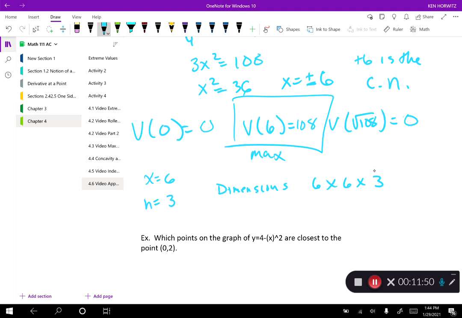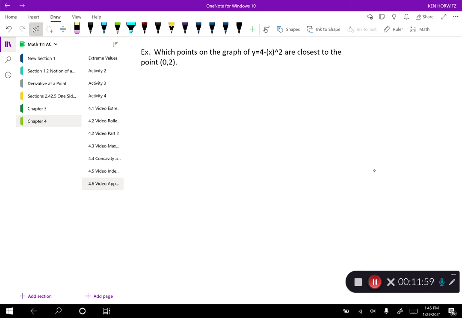The next one is we're going to try to find a minimum distance. So it's a pretty straightforward problem. Which points on the graph of 4 minus x squared are closest to the point (0, 2)? So my equation is y equals 4 minus x squared, and I want to know what points are closest to (0, 2). We're looking for a minimum distance, hence we need to use our distance formula.